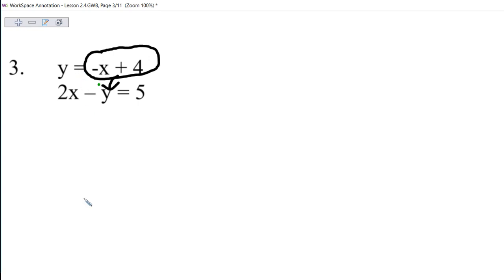-1. So I said earlier, if there's already a number in front of the variable you're substituting in for, you'll have to put it in parentheses. So what we need to do is bring down the 2x, bring down your -1, and in the parentheses put what y is equal to. So everything in the circle is -x plus 4.